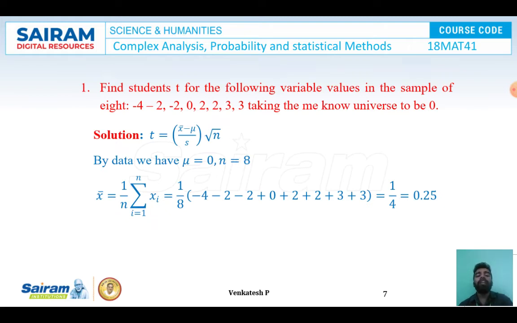Now we have to calculate the value of sample mean and sample variance. So x bar will be equal to 1 by n summation i from 1 to n xi. So it will be equal to 1 by 8 into minus 4 minus 2 minus 2 plus 0 plus 2 plus 2 plus 3 plus 3. After simplifying this, we got the value 1 by 4. It is equal to 0.25. So we got the value of the sample mean as 0.25.